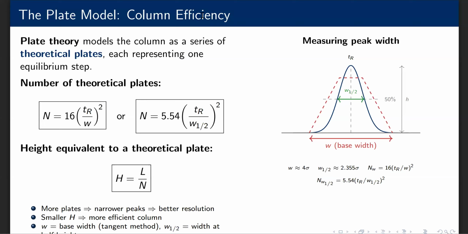For a perfectly Gaussian peak, both methods give the same N. In practice, the half-height method is preferred because it is less affected by peak tailing. When peaks tail, the tangent method overestimates the base width because the tangent lines follow the slow decay on the backside of the peak. The half-height method only looks at the upper 50% of the peak, where the Gaussian shape is better preserved. I always recommend calculating N both ways and comparing. If they disagree significantly, you have a peak shape problem, which is typically tailing.